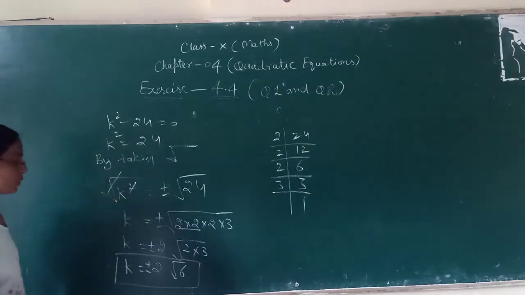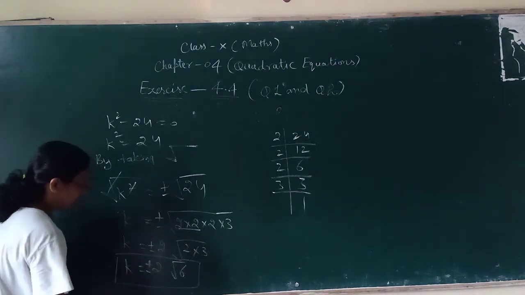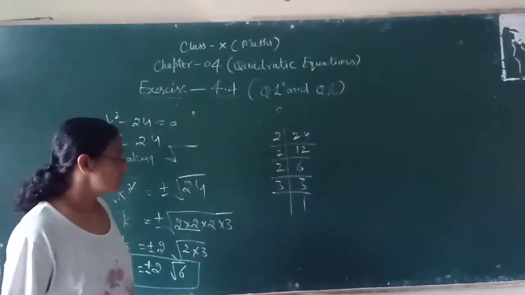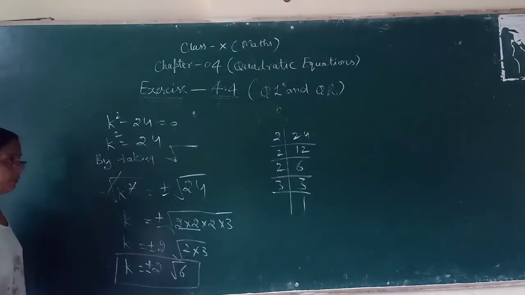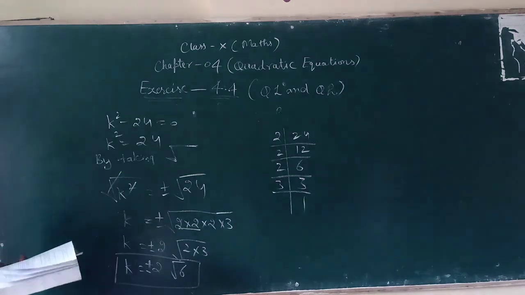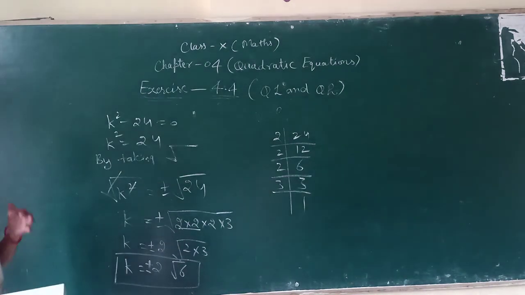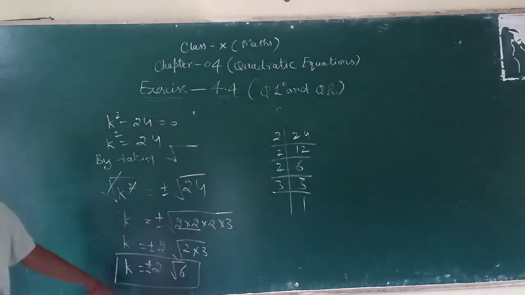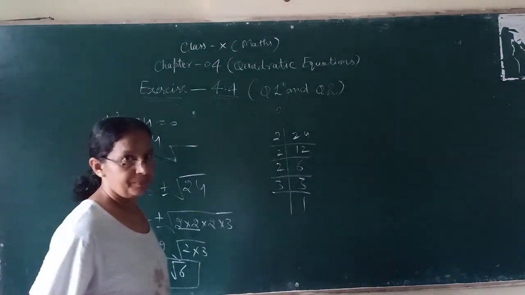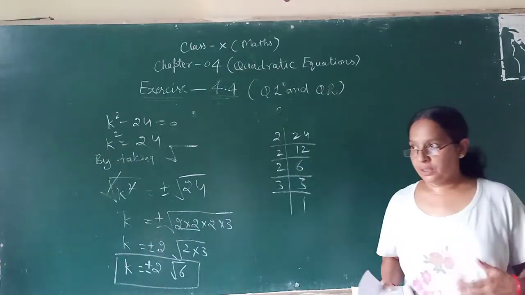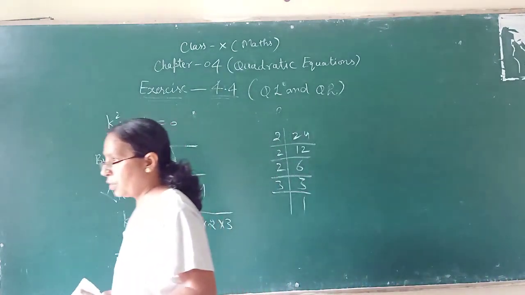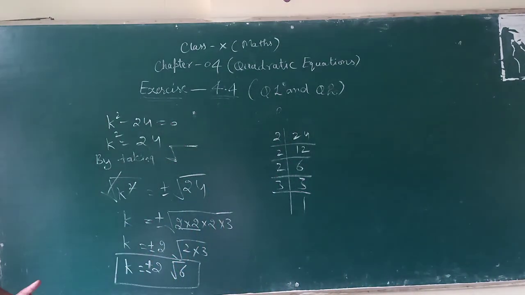तो k की वैल्यू जो है प्लस 2 रूट 6 और माइनस 2 रूट 6, मीन्स पॉजिटिव भी हो सकती है और नेगेटिव भी हो सकती है. So k is equal to plus minus 2 root 6, two values are there, that's the reason for saying values. So for these two values, the equations will have two equal roots.